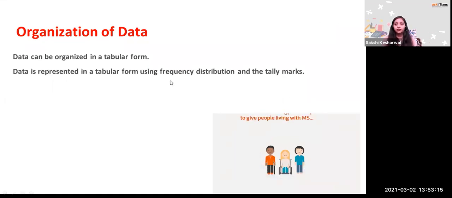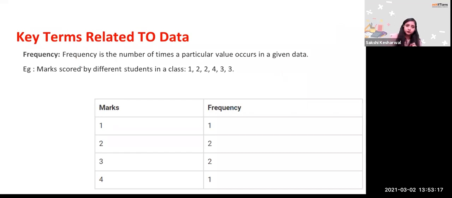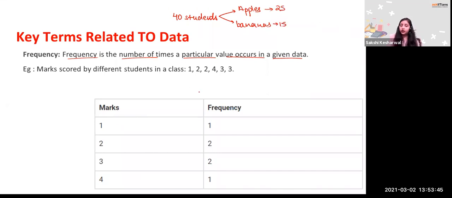First, learn what a frequency is. Frequency is the number of times a particular value occurs in data. As I said, there are 40 students, and there are two things, apples and bananas. It says that 25 kids like apples and 15 like bananas. So what does this mean? 25 students like apples, so 25 is the frequency of apples.